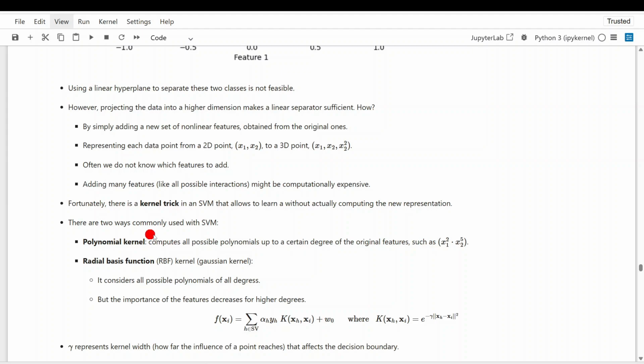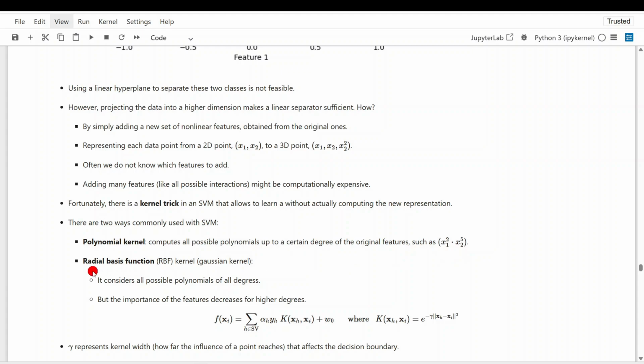And basically there are two common ways with this support vector machine. One is called the polynomial kernel. This considers all possible polynomials up to a certain degree of the original features. It could be up to second degree polynomials, let's say up to fifth degree polynomials, and so on.